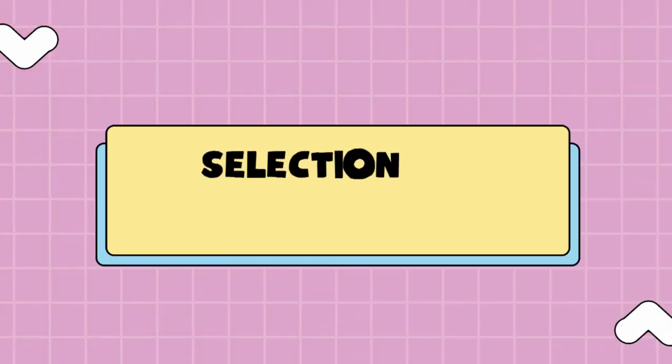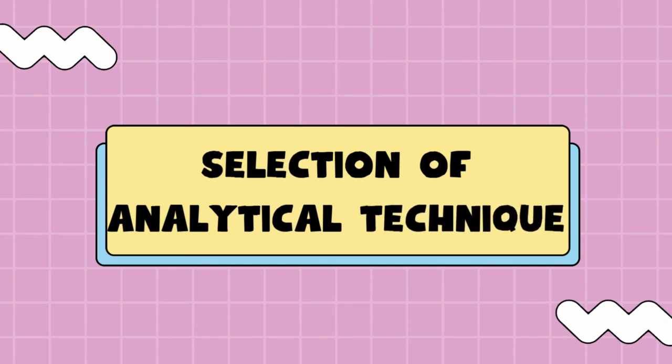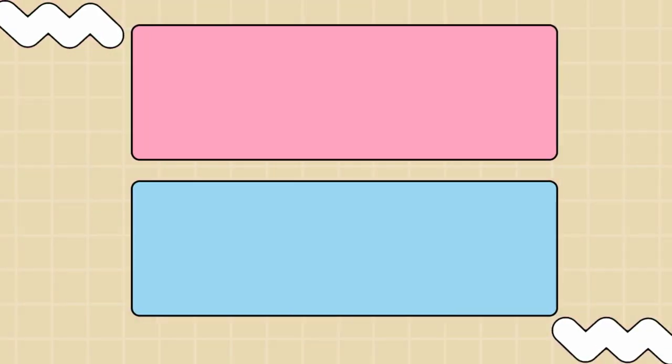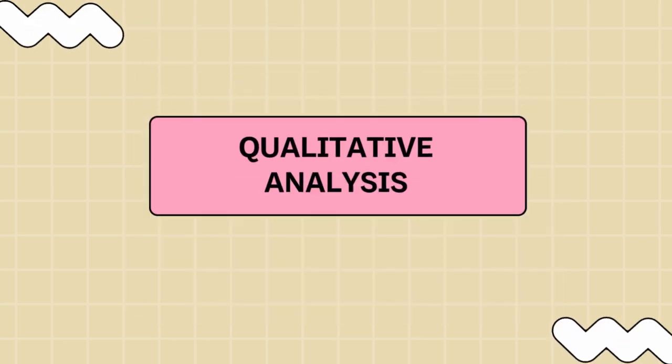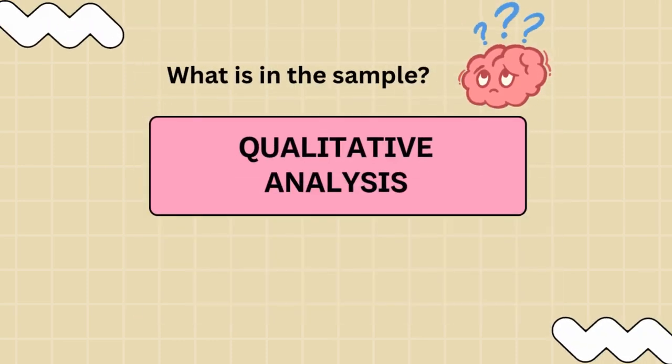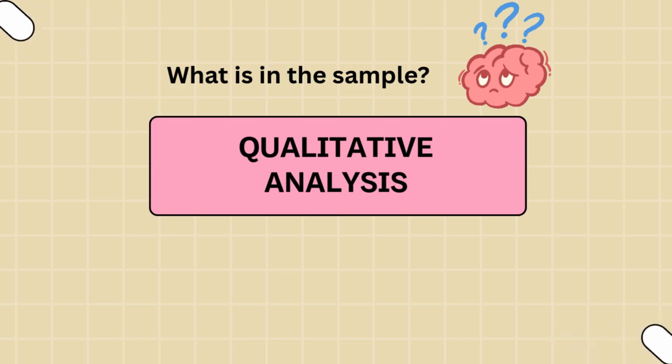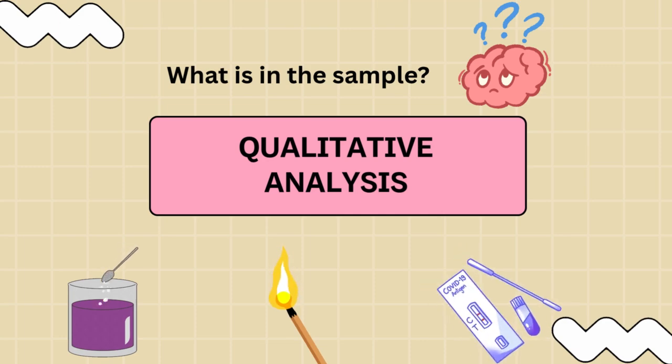Let's explore how we choose the right analytical technique in chemistry. First, we decide whether we need qualitative or quantitative analysis. Qualitative analysis tells us what's in the sample. It identifies the analyte, what chemical is present. It includes tests like color change, flame test, or rapid test kits, where the focus is just on identity, not amount.